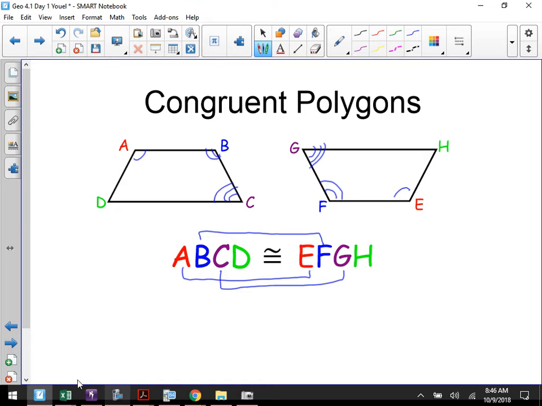Here we have AB, the first and second terms of this congruency statement, and we match it up with the first 2 terms of the other part of the congruency statement. So AB is congruent to EF. Again, you can mark that on the diagram and keep track of what's congruent to what. Okay? So what would be congruent to segment BC?